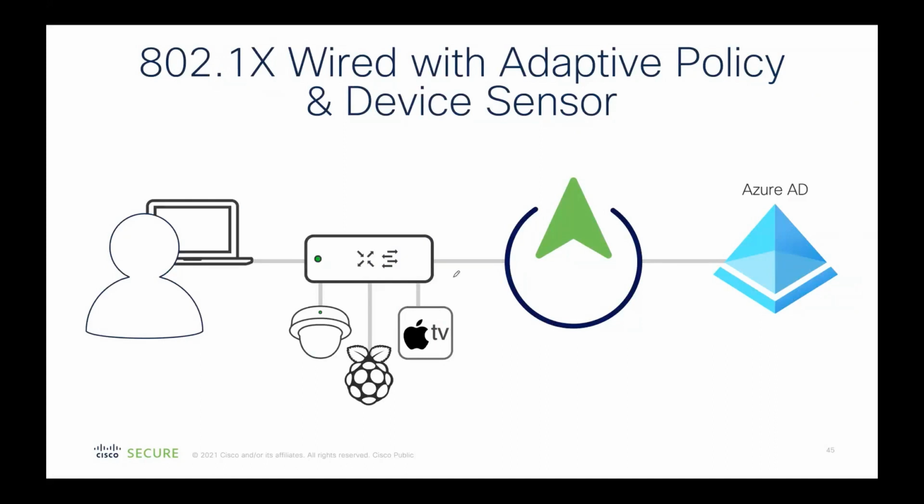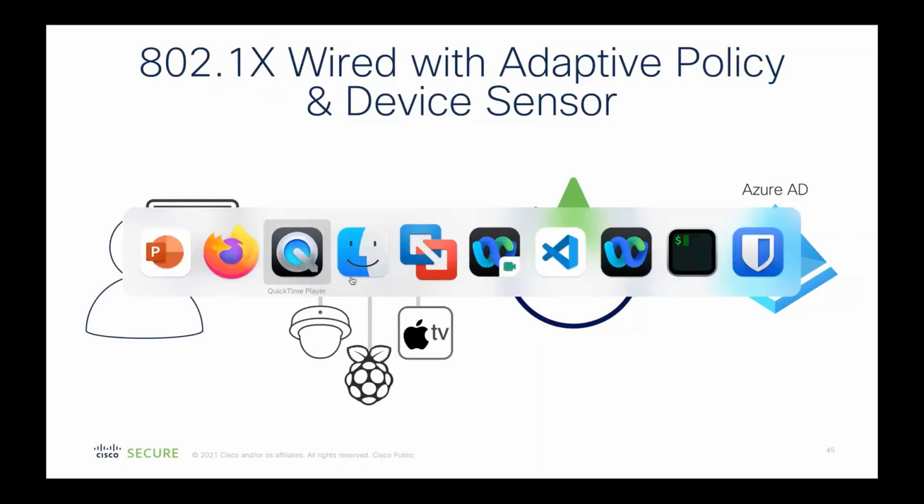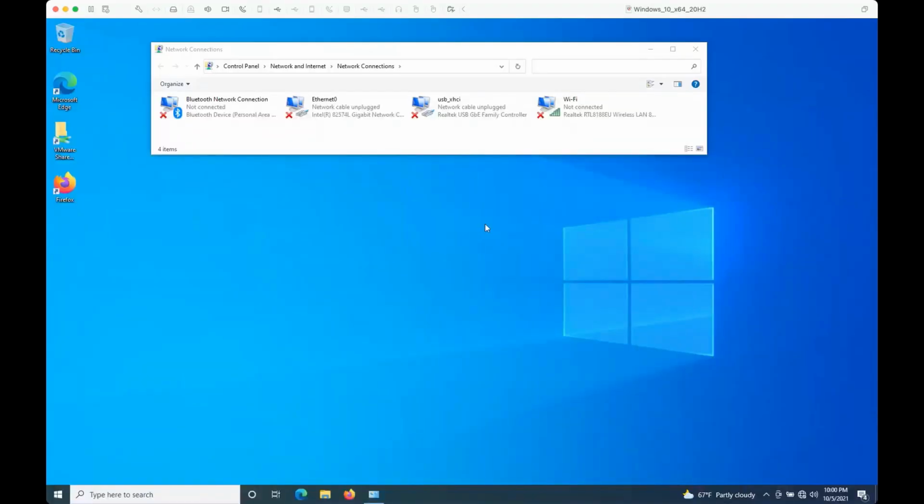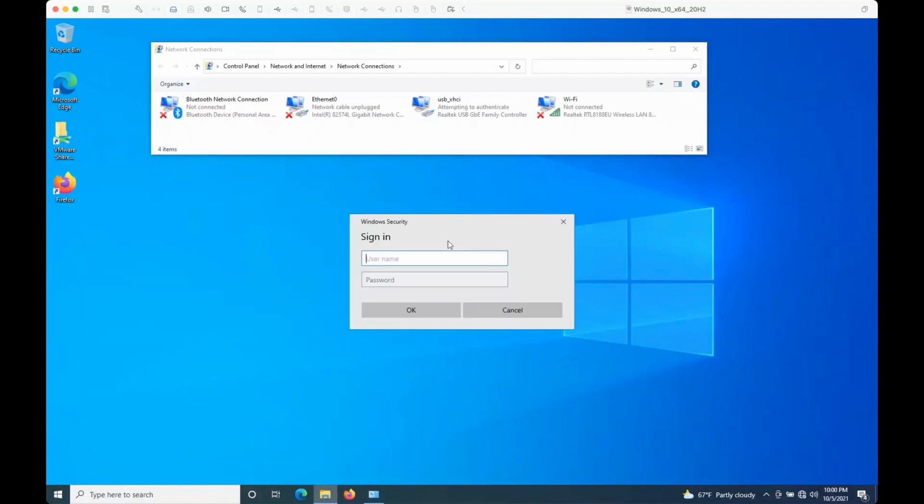One more thing I want to plug in is my Windows device, and let's see what we got. All right, let's wake up our Windows device, and we're going to plug it in, and it should come up here. There we go. Attempting to authenticate. We're going to be Thomas.